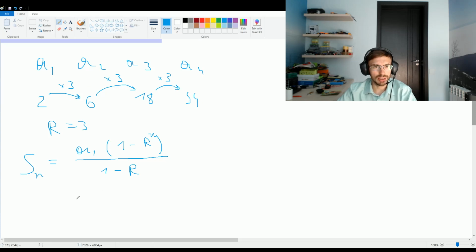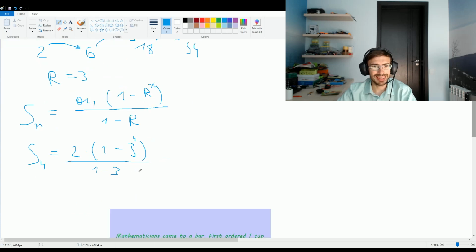So a1 in this case will be 2, then times 1 minus r, so r is 3, so 3. The question is, what will be n? In this case, we want to sum up the first 4 terms of the geometric progression. So n will be 4. We can write the sum of the 4 members will be 2 times 1 minus r, where r is 3, power 4, since n is 4 in our case, and over 1 minus 3, because r is 3.